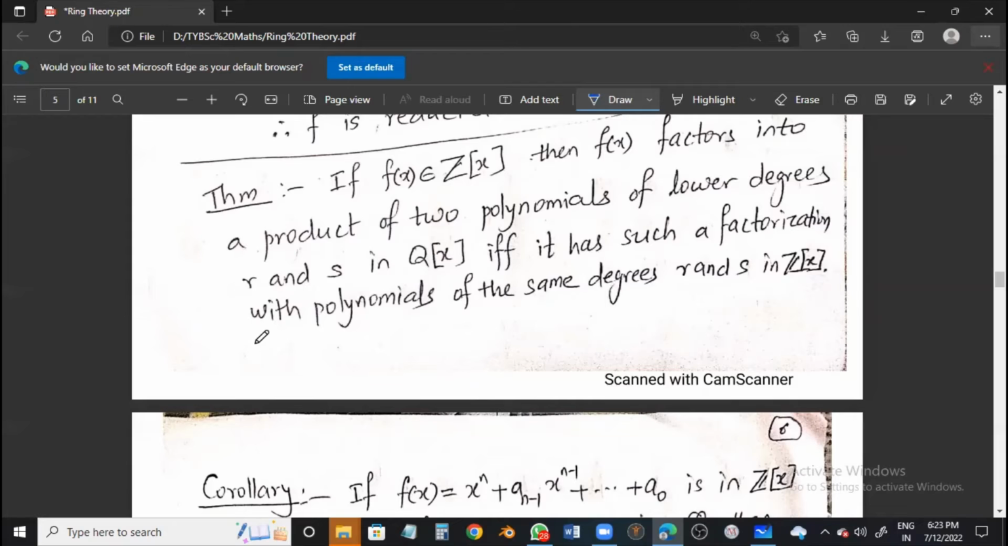What do I mean by similar? Suppose I have something like this: 2 by 3 x square minus 7x minus 11 by 5. That is one factor I have. And another factor is x minus half. You can see these polynomials are in Q of x. Their coefficients are rational. But I am not looking at the coefficients, I am looking at their degrees. This is my R.